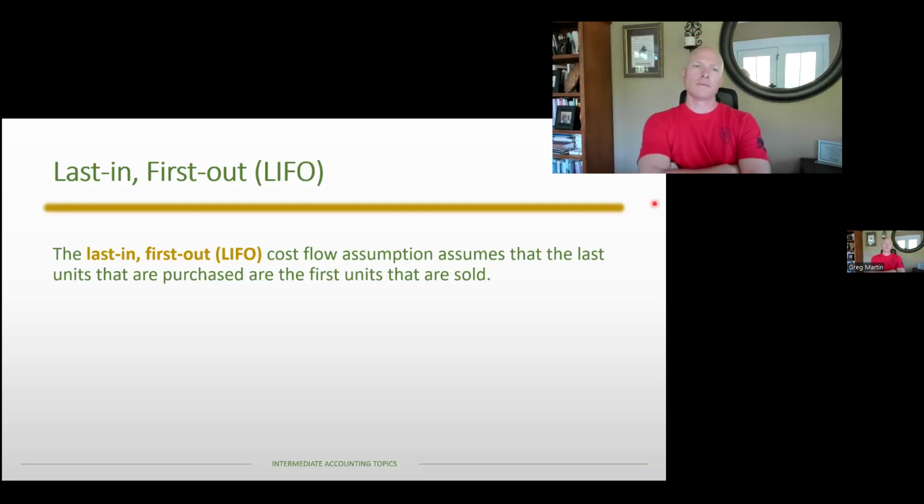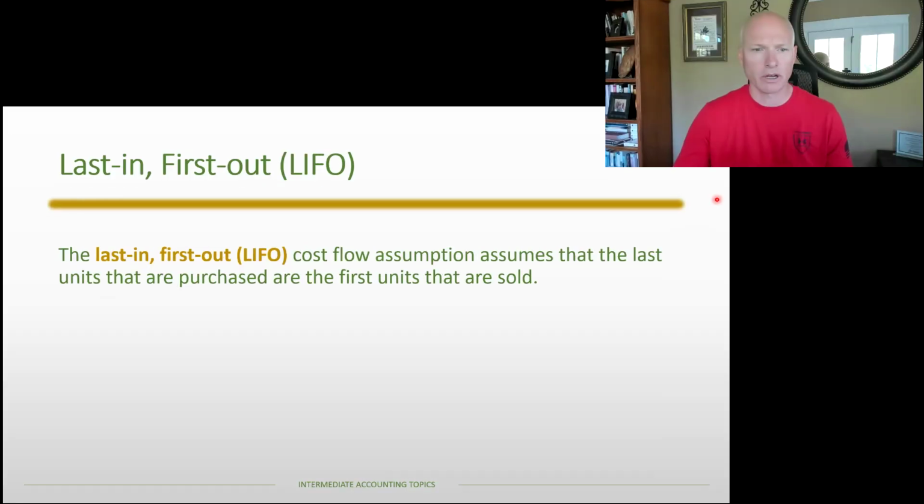All right, so this is the last inventory cost flow assumption lecture. We've done average cost, we've done FIFO, and now we're going to jump into LIFO, and again we're just going to crank through this. So last in, first out.